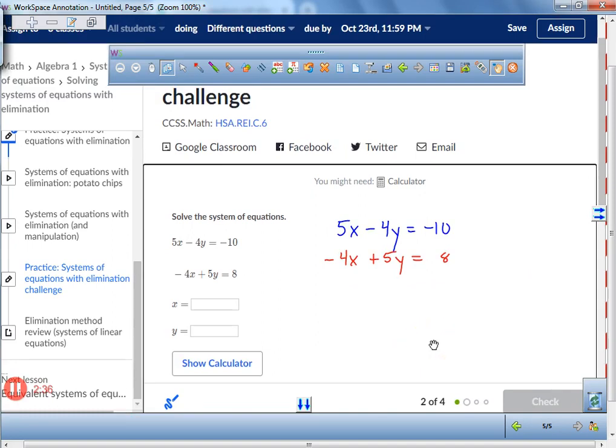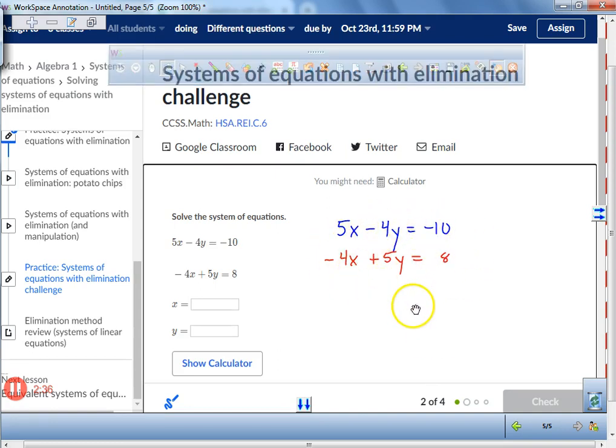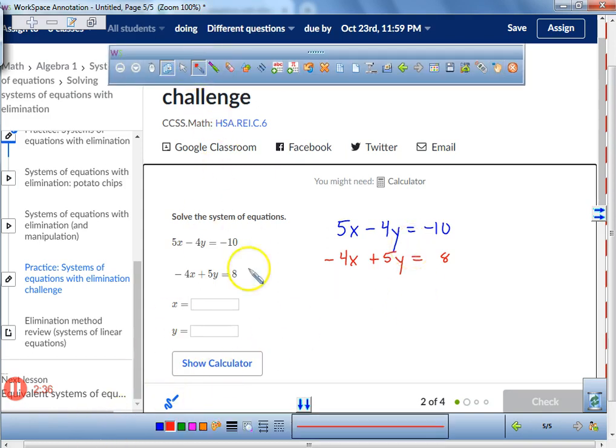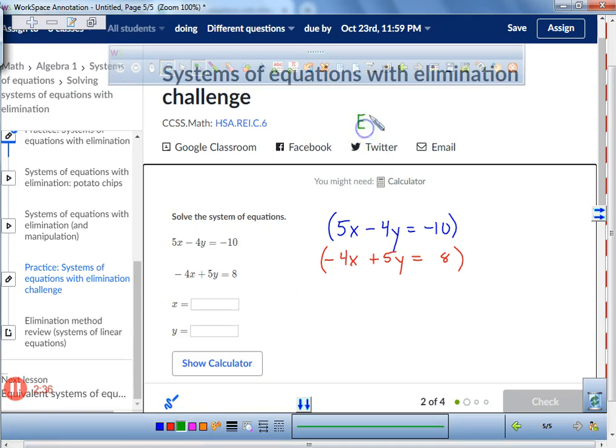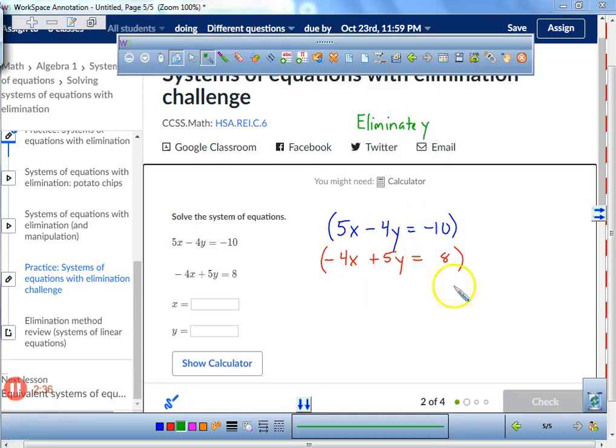So right now, we have to choose what we're going to eliminate. I eliminated the x's on the last one, so I'm going to eliminate the y's on this one. Here's what I'm going to do. I am going to put parentheses around the first equation and parentheses around the second equation. In your journal, if you're doing this, write the words eliminate y. We're going to eliminate the y's.